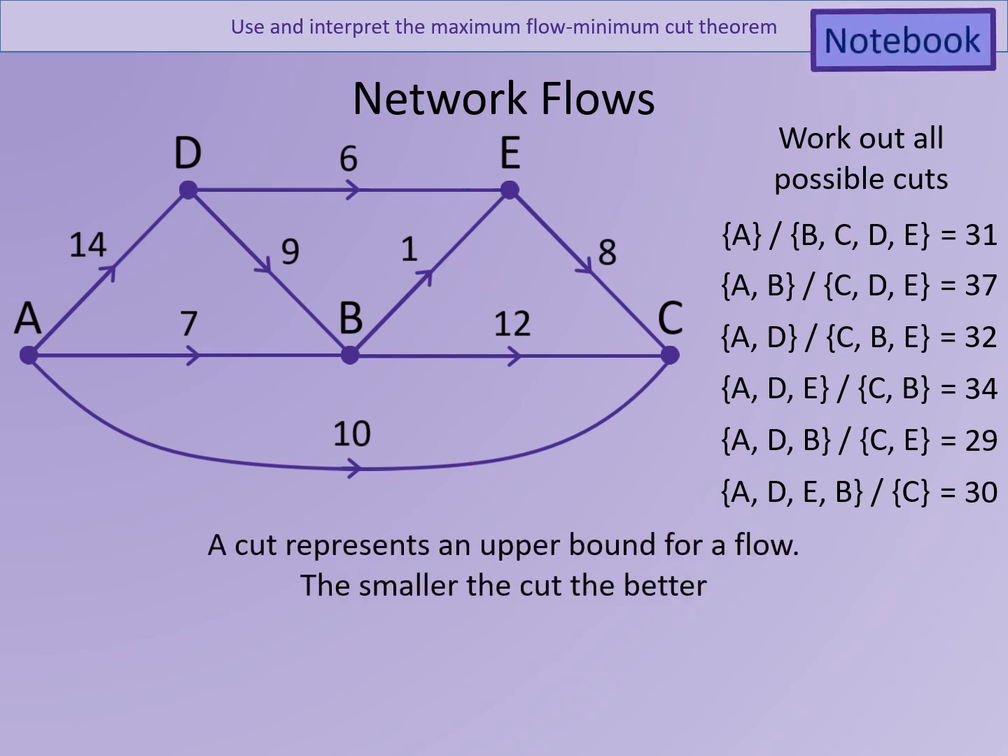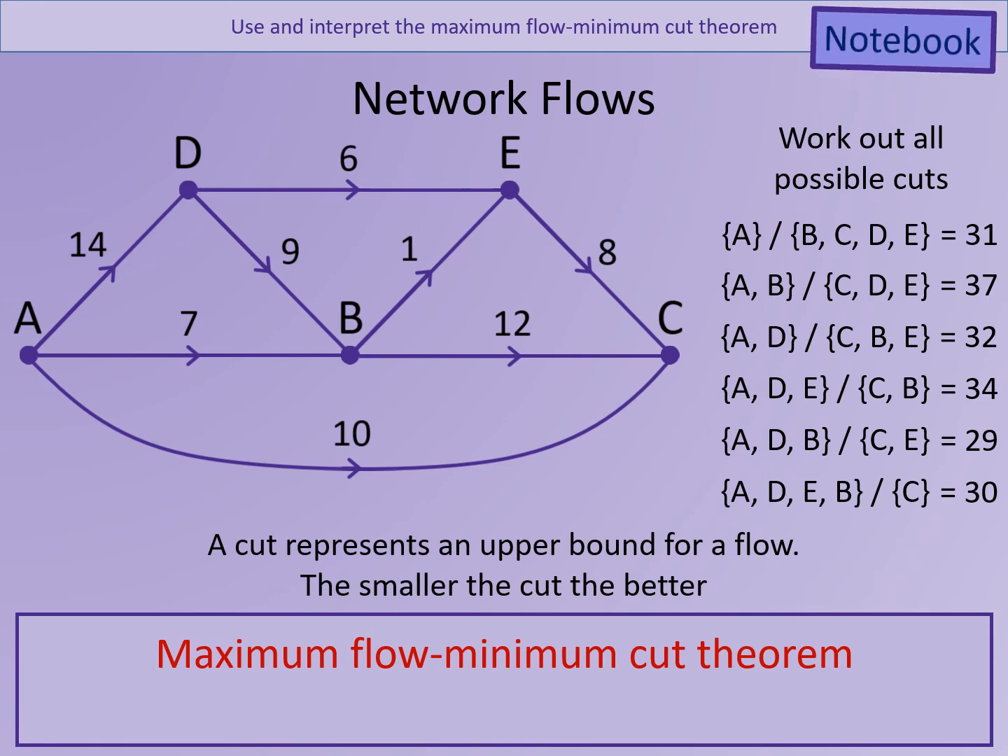So all of these cuts that we've found all represent an upper bound for a potential flow. So what we're saying, every time we find a cut, we are saying there cannot exist a flow larger than this number. So when we found a cut of 31, we were saying that there cannot be a flow through that network any larger than 31. When we found a cut of 37, we were saying that there cannot be a flow higher than 37. So the smaller the cut, the better, because it gives us more information. So we want the smallest upper bound possible. So in this case, the one that gives us the most information is 29, because that tells us that there cannot be a flow of more than 29 through this network.